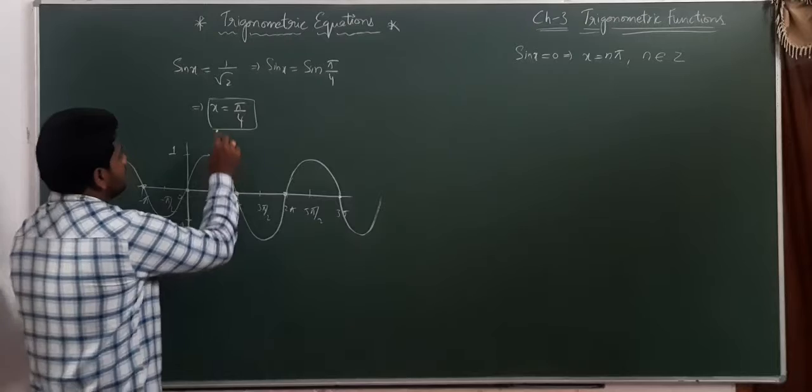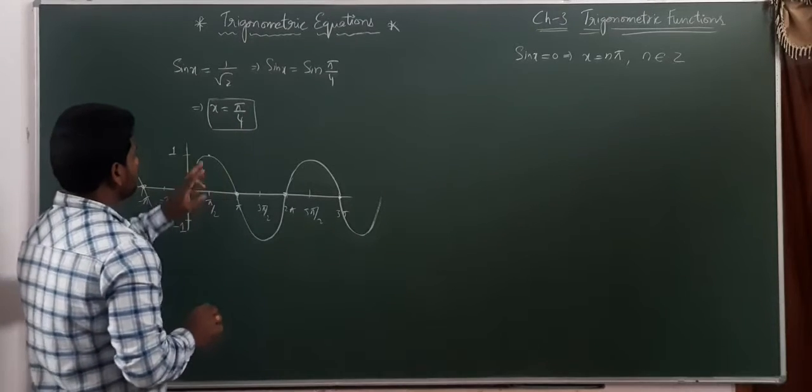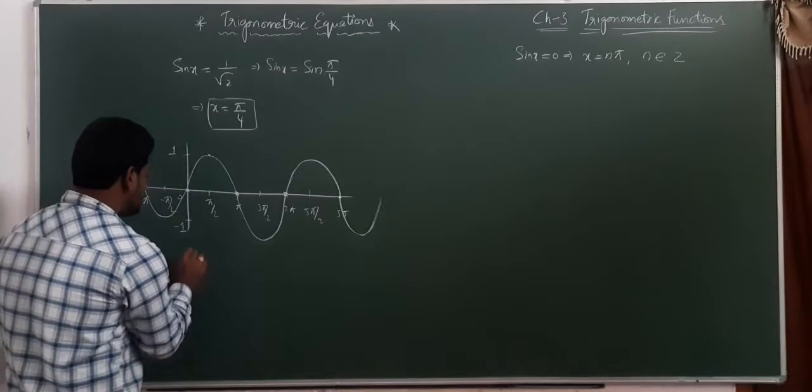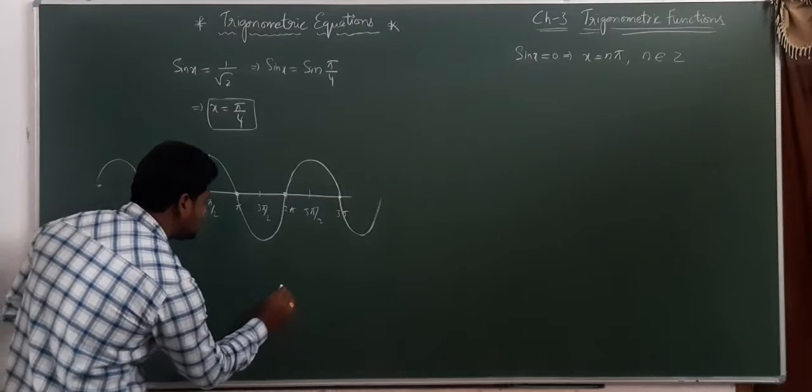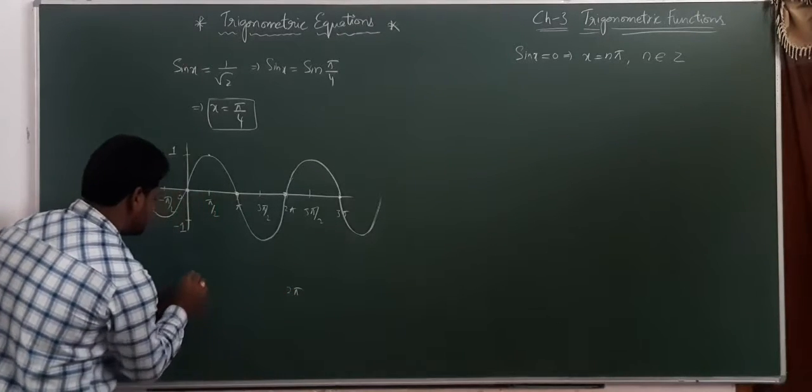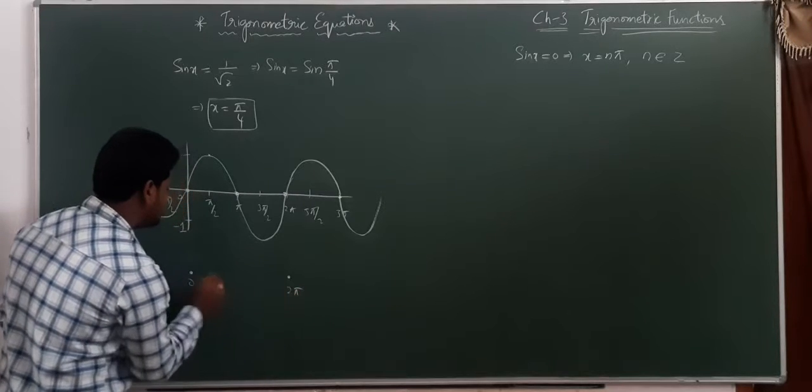Now, see here, if x equal to pi by 4, if we consider the 0 to pi by 2 region, and if we consider the 0 to 2 pi region, the graph will be like this.